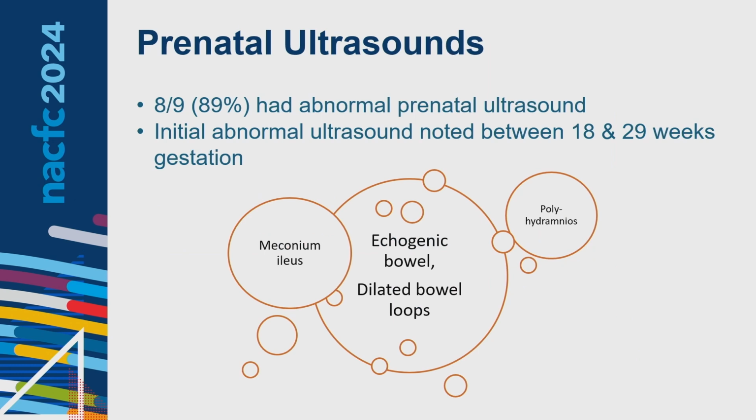89% of the pregnancies were characterized as having an abnormal prenatal ultrasound, and this was, for many, the impetus behind considering ETI. The initial abnormal ultrasounds were identified anywhere between 18 weeks and 29 weeks, with the majority having a characteristic finding suggestive of meconium ileus, including some echogenic bowel or dilated bowel loops, with one having a frank finding of, this is meconium ileus, do not pass go, this is the only thing this could be, and one finding of polyhydramnios.